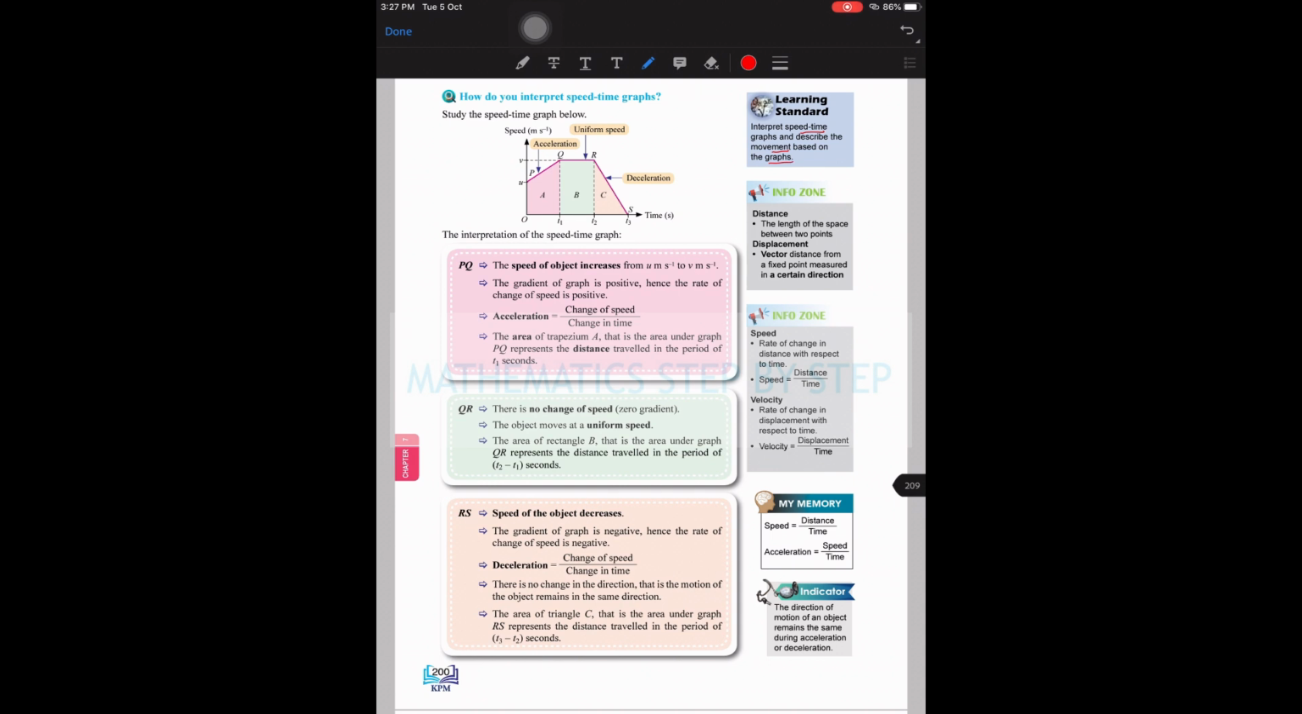So today we'll learn to interpret a speed-time graph and describe the movement based on the graph. Let's refer to this graph. We'll learn about a speed-time graph in more detail. The y-axis is the speed, and the x-axis is the time.